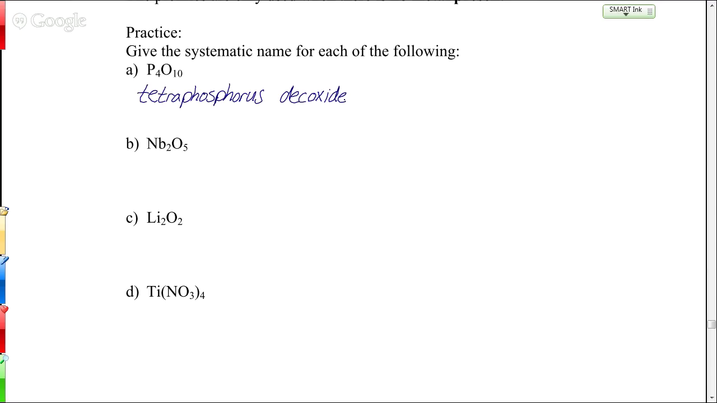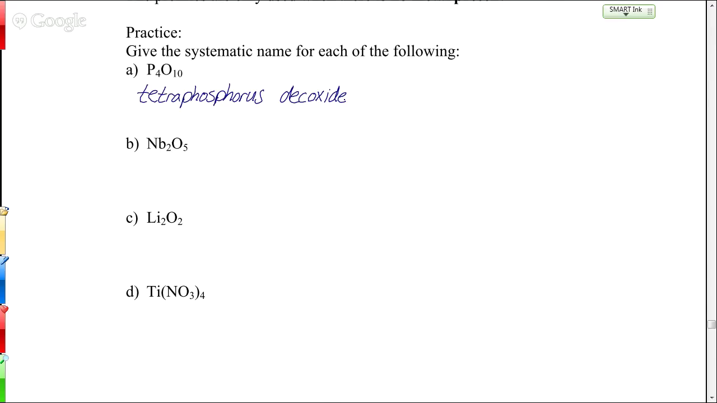Or deca oxide. Now, normally, actually, this is named as P2O5, which is diphosphorus pentoxide. But that's how you would do something like this. You don't have to know that up to 10. What about Nb2O5? Same choice.